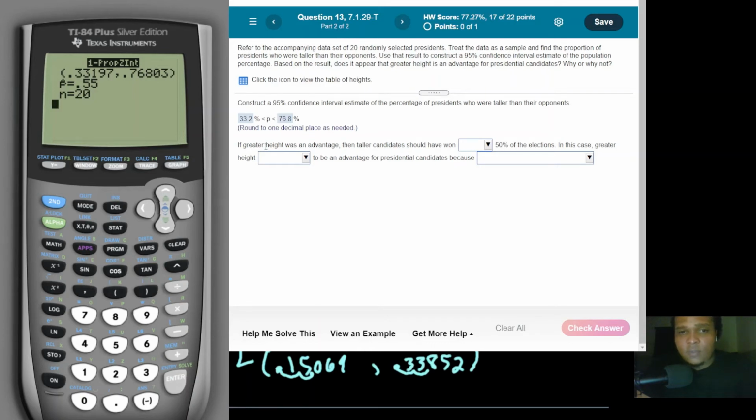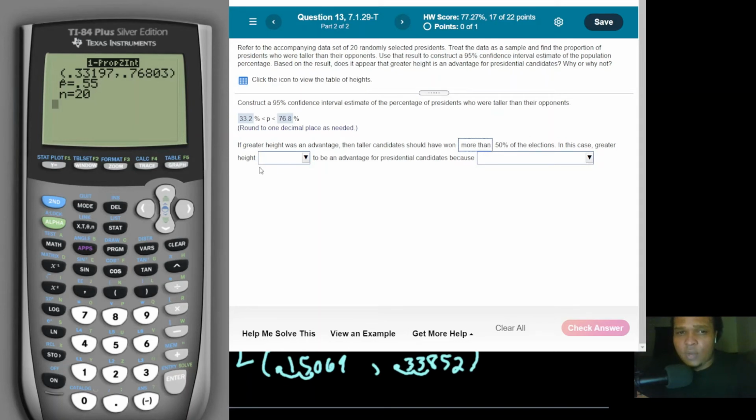Let's see. If greater height was an advantage, then the taller candidates should have won more than 50% of the elections. You know what? I don't even know if the height was an advantage. Let's see. It was over 50% of them because we got 11. 11 is more than 50%, since 10 is 50% of 20. We got 11, so that's more than 50%, right?